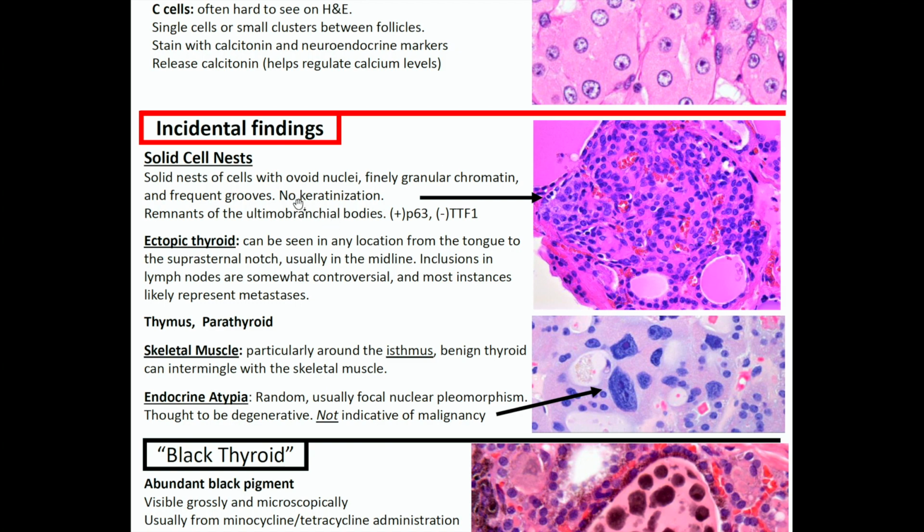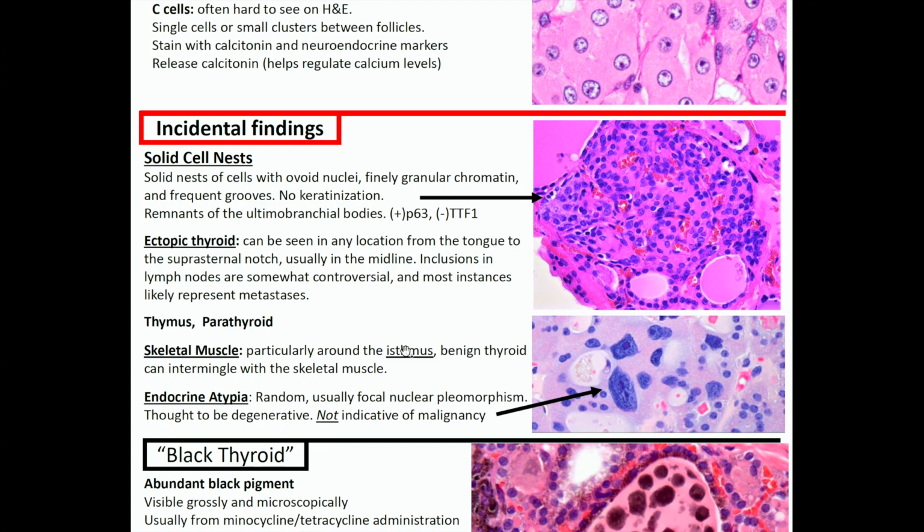You can also have ectopic thyroid, which can be seen in any location from the tongue to the suprasternal notch, usually in the midline. Inclusions in lymph nodes are somewhat controversial, and most instances likely represent metastases. You can also have thymus or parathyroid, and skeletal muscle. Skeletal muscle can particularly be found around the isthmus, and benign thyroid can intermingle with the skeletal muscle.